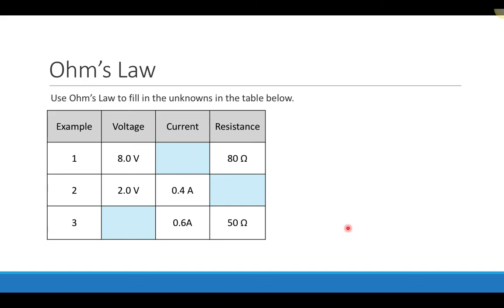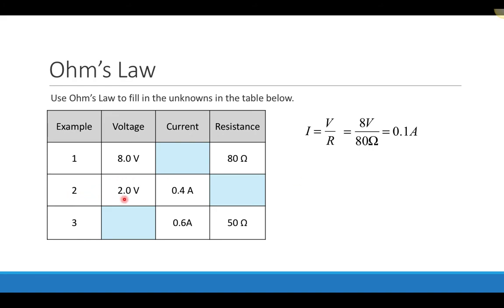Here's another example table where you're asked to fill in the unknown quantities. So for the first example, we know the voltage is 8 volts. We know the resistance is 80 ohms, and we want to determine what the current is. So the current is the voltage over the resistance. 8 volts over 80 ohms is 0.1 amps.